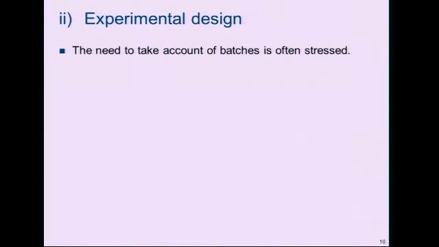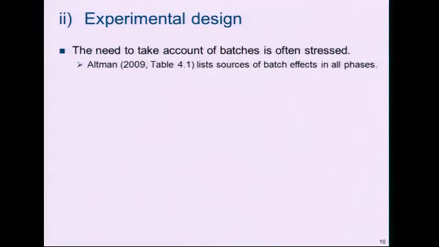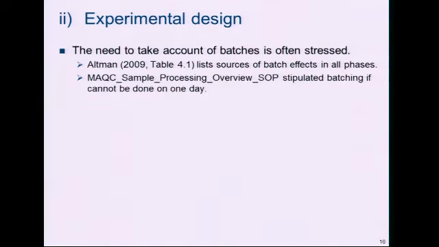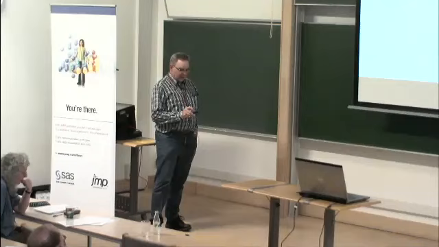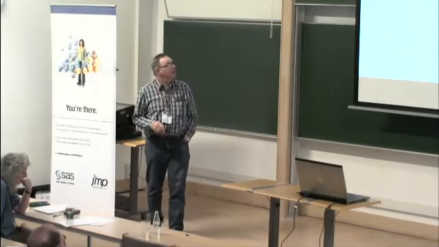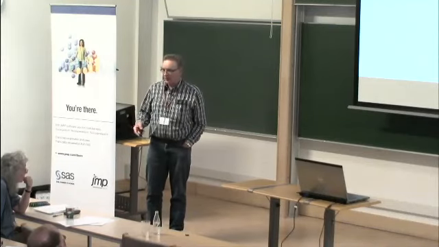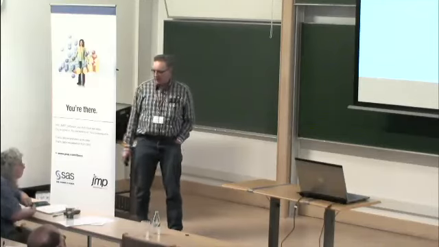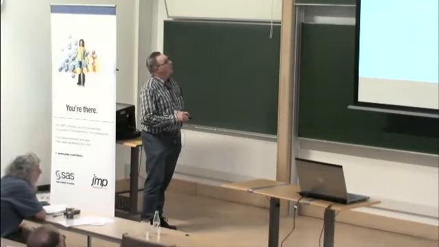From an experimental design point of view, you really need to take into account batches, which is often stressed in the literature, and Altman in a paper in 2009 lists all potential sources of batch effects in every phase. So it's quite possible, it does happen quite a lot. And indeed the big MAQC study in their standard operating procedures stipulated that if you can't do all the processing in one day, please batch it, and they had recommendations of how to do that. So batching is definitely something that is seen as important.